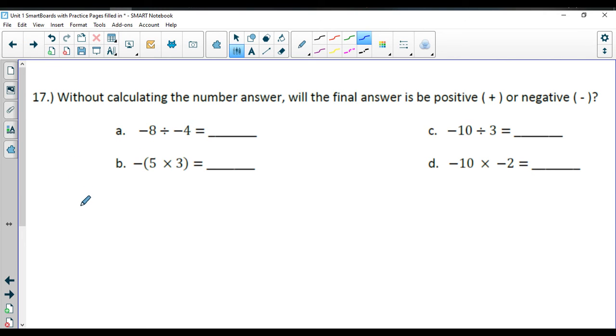Taking a look at number 17, I'm going to have you go ahead and enter in your answer to letter A on this Ed Puzzle, and then we'll talk about the rest of them. So without actually solving, a negative divided by a negative should have given you a positive. Over here, you're going to multiply 5 times 3 and then apply the negative. So that's a negative answer. In letter C, you have a negative divided by a positive, which will give you a negative. And in letter D, you have a negative times a negative, which will give you a positive answer.